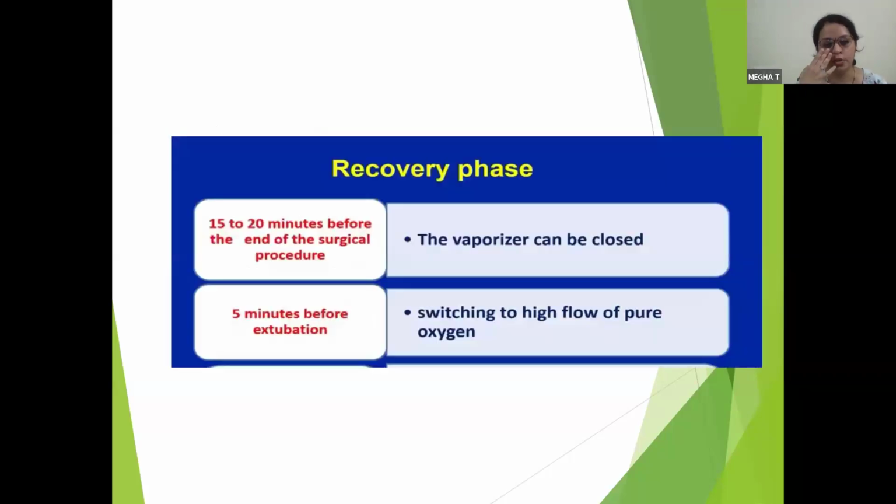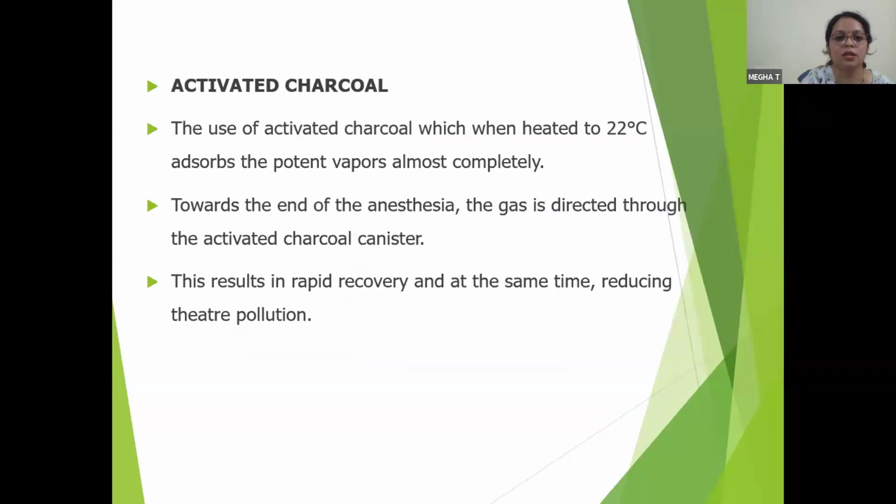So as already mentioned, in the recovery phase, this is coasting: 15 to 20 minutes prior, you cut off the vaporizer, but just 5 minutes before extubation, you switch to a high flow of pure oxygen. And this is activated charcoal. Towards the end of anesthesia, gas is directed to an activated charcoal canister, which results in rapid recovery, at the same time reducing theater pollution.